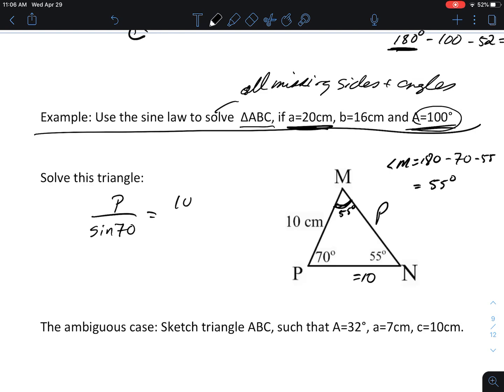Now I'm missing side P. So I would say P over sine 70 equals 10 over sine 55. Multiply sine 70 up here, and P turns out to be 11.5.